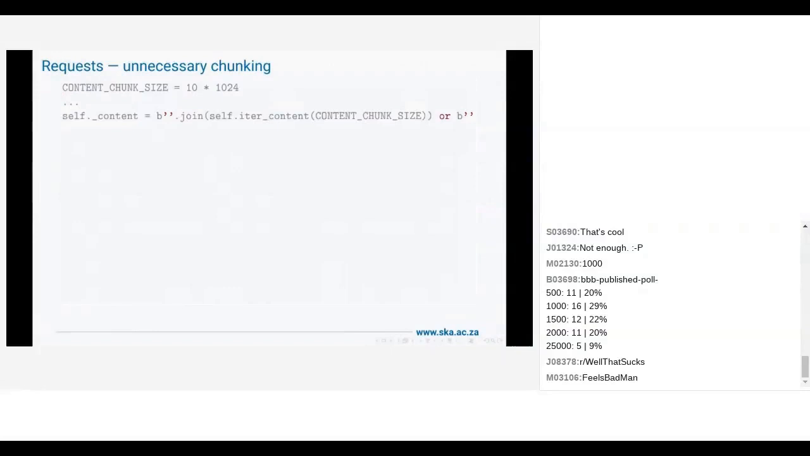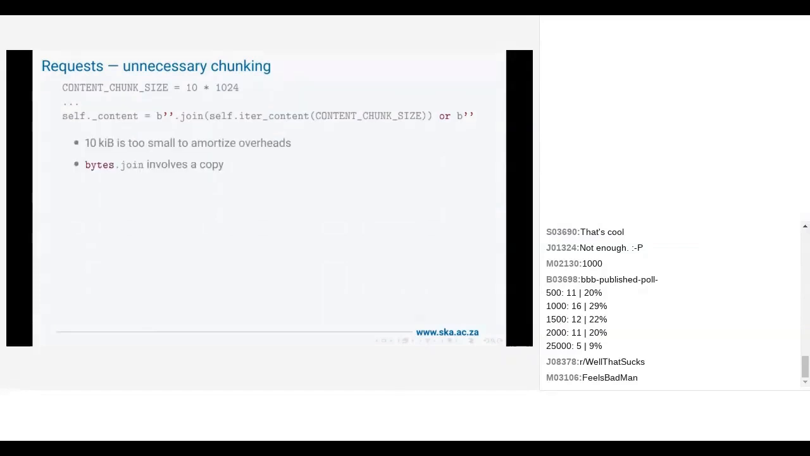So, start with requests. When you ask requests for the content of a response, the code it runs looks something like this. I won't show what's going on in that function, but you see it says iter_content. So that means it's iterating over the response content, pulling off these little 10 kilobyte chunks. It's a generator, but it's going to collect them all together, and then it's going to join them with an empty string. That just means mash them back together into one big bytes object.